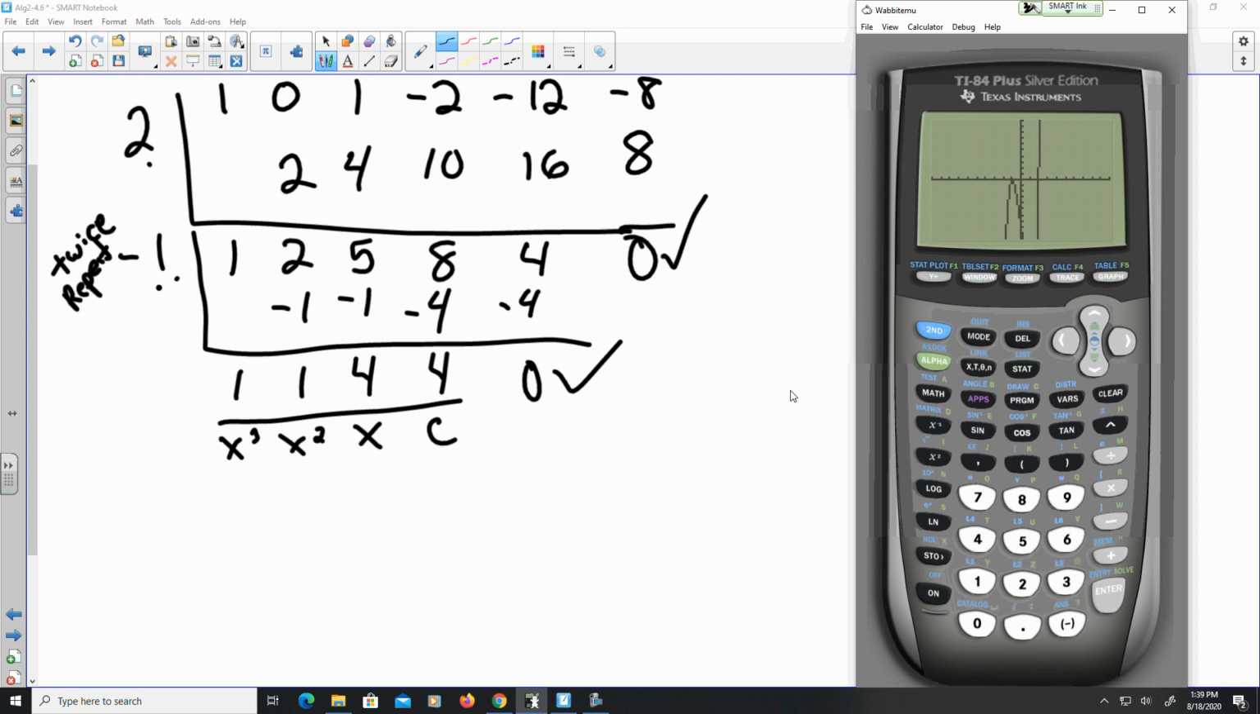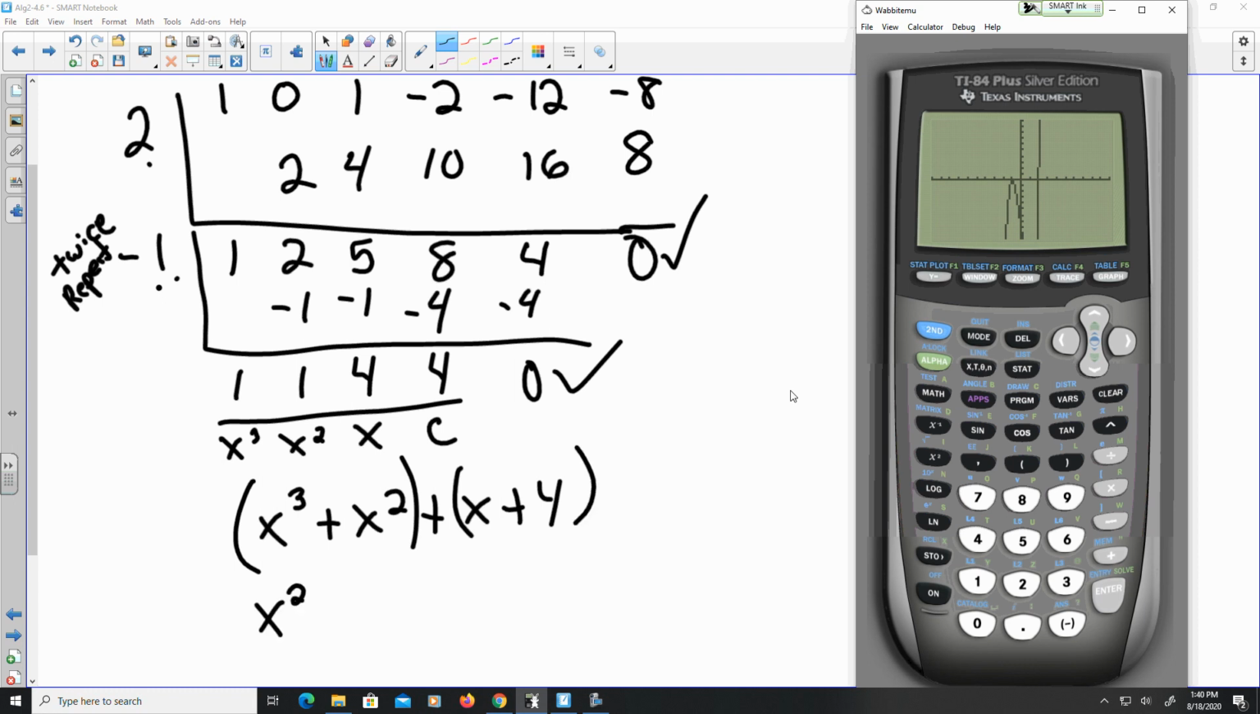So I go here, 1x to the third plus x squared plus x plus 4. It's a 4-term polynomial, so we have to group it. I can take this as x squared, and this becomes x plus 1.